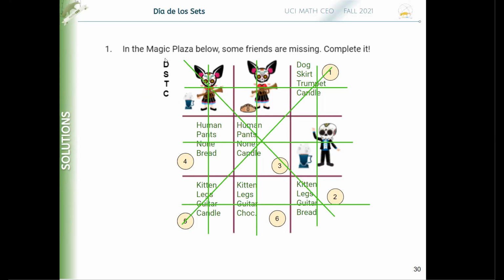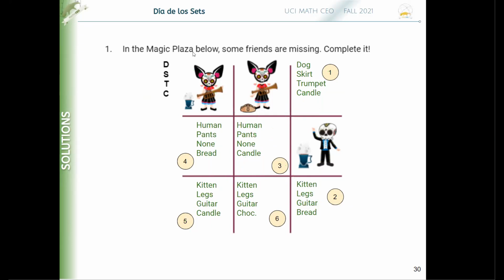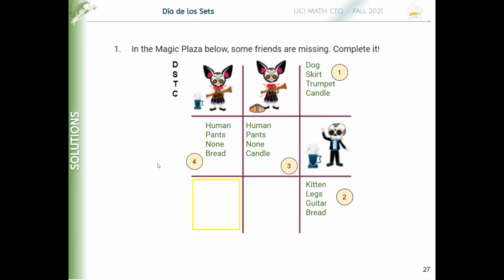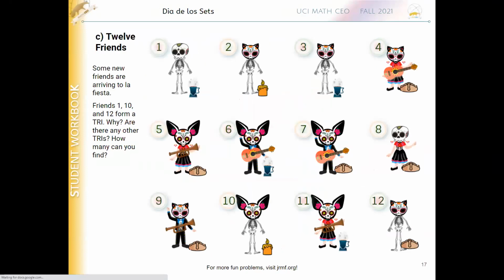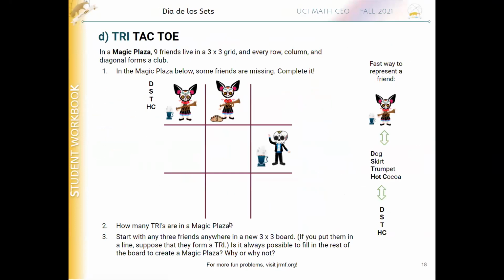So I won't do this in the video, but I'll just tell you about other questions that are included in the manual. And here's a very interesting question talking about the plaza. First, how many trees are in a Magic Plaza? So we answered that it's 8. But then this is a more open-ended question. Start with any 3 friends anywhere in a new 3x3 board. So you're trying to build a new plaza. Make sure that you put it in a line, then they form a tree. And then you ask if it's always possible to fill in the rest of the board with friends so that it's a Magic Plaza, or if somehow your initial choices actually make it impossible to make a Magic Plaza.